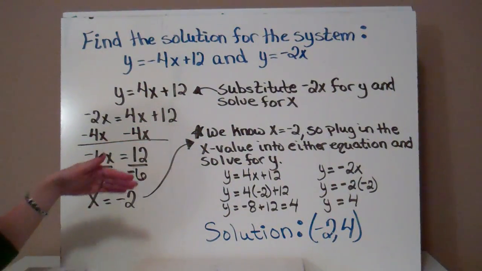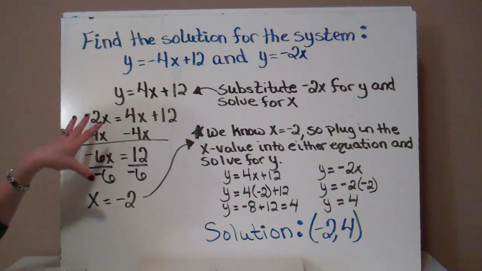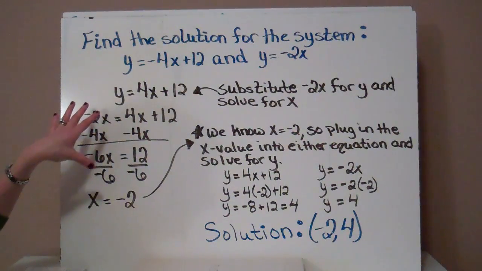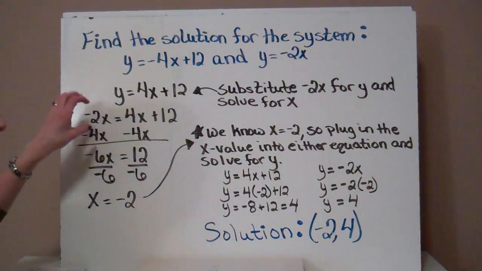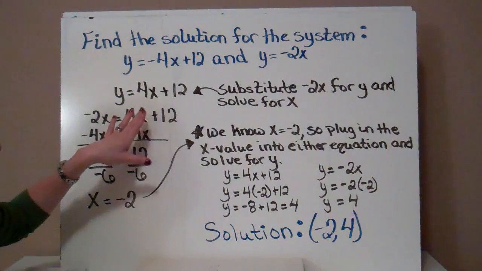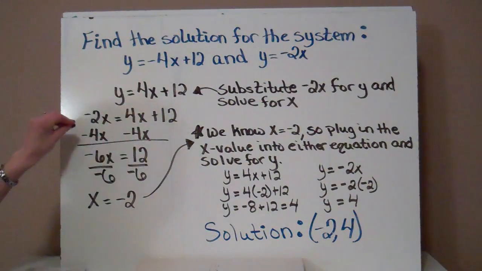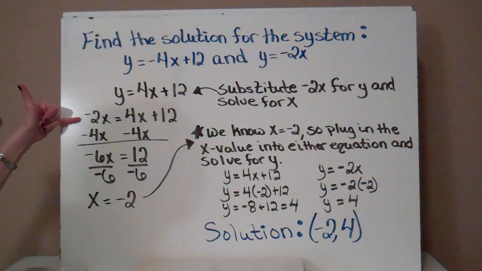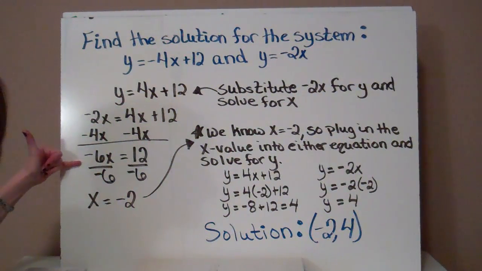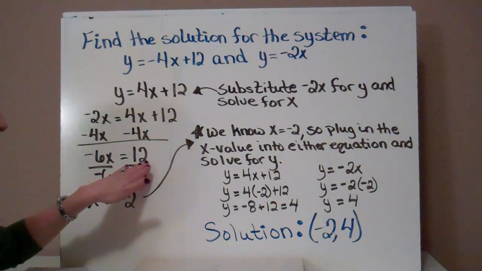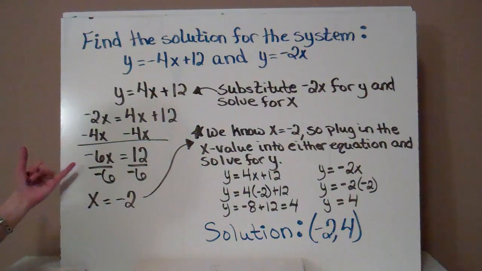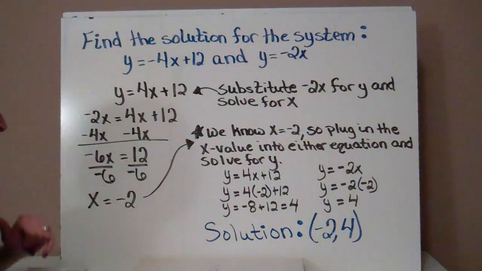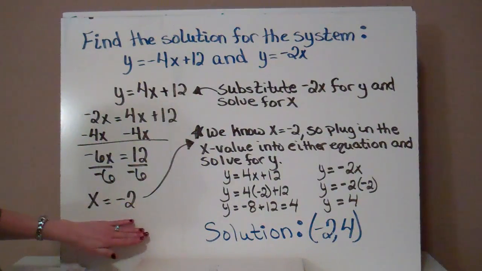Okay, now let's solve this. Now I don't really need to move the negative 2x because that's the only thing over here. I want to move this 4x over with the negative 2x. I do that by subtracting 4x from both sides. Negative 2x minus 4x is negative 6x. And then on this side I'm left with 12. Okay, now we just divide each side by negative 6 and you get x equals negative 2.